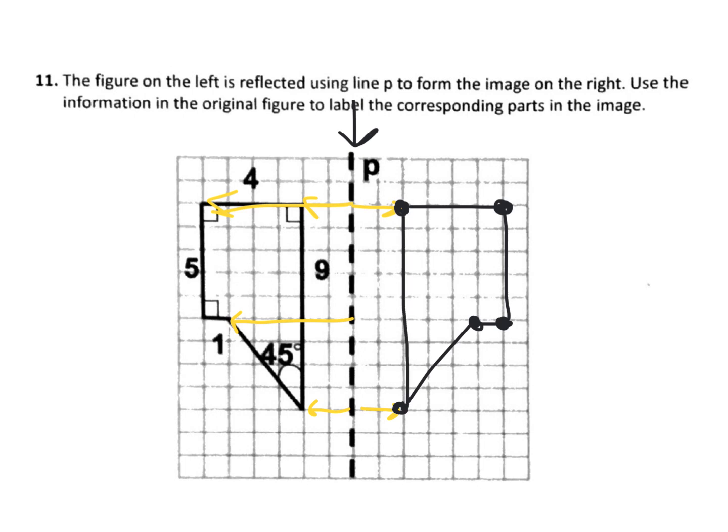And let's see, I should have 5 blocks here. Yep, I should have 9 blocks here, 4 blocks here, 1 block in there, and I should have a 45-degree angle in here. Okay, there we have it. So everything just flipped over.